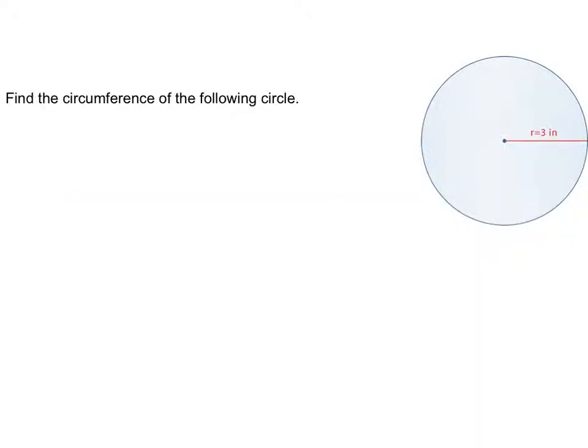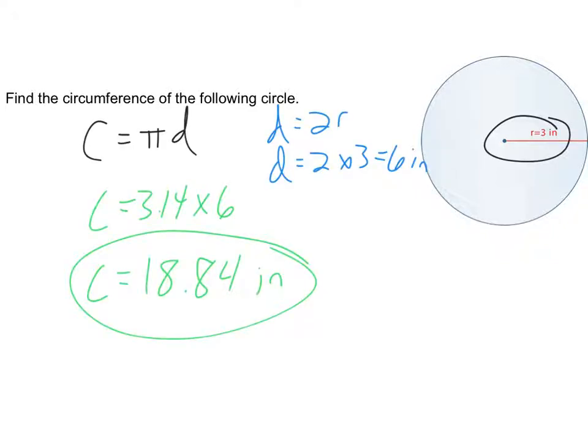Last review problem: find the circumference of a circle that has a radius of 3 inches, and then hit play and see how you did. Remember, we can't use radius to find circumference, so we have to multiply it by 2 to get the diameter of 6 inches. Then we can plug that in to get a circumference of 18.84 inches.